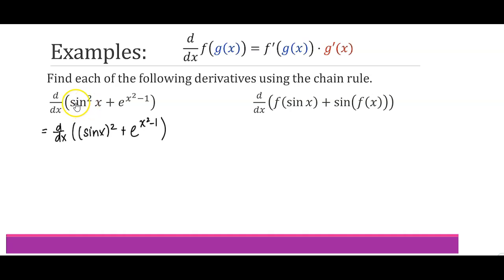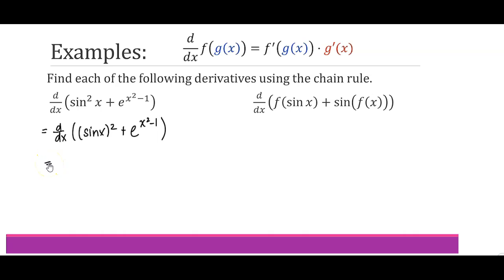Anytime I have a trigonometric function raised to a power like this, it helps to think about it as sine x raised to the power on the outside, because that is in fact the outside function. So we're going to do each one here, one at a time. Here, the inside function is sine x, the outside function is x squared. The derivative of x squared is 2x.